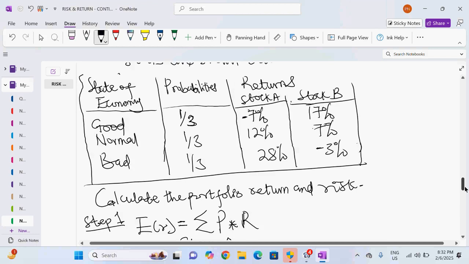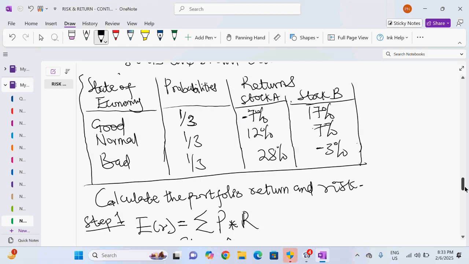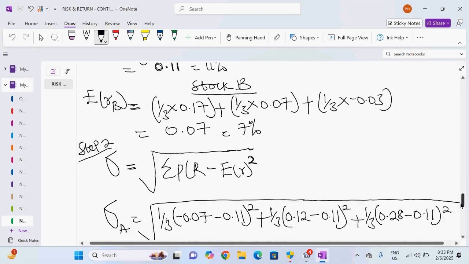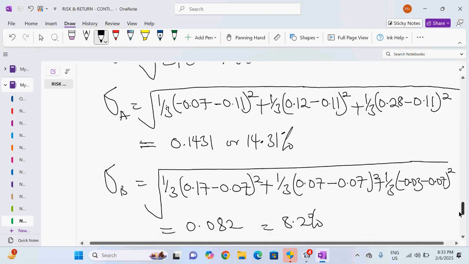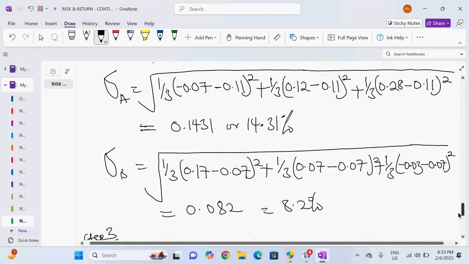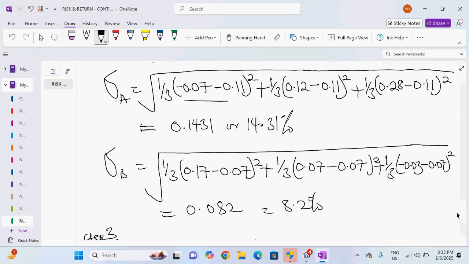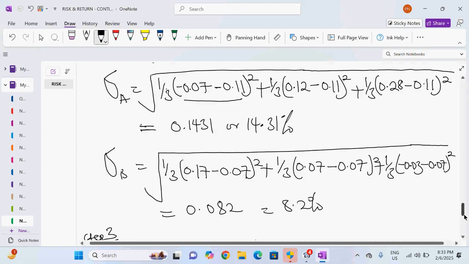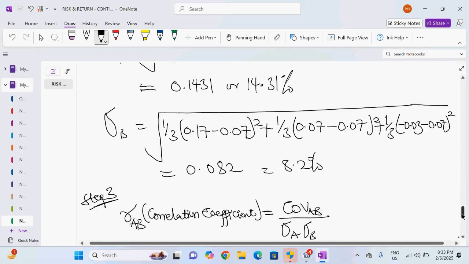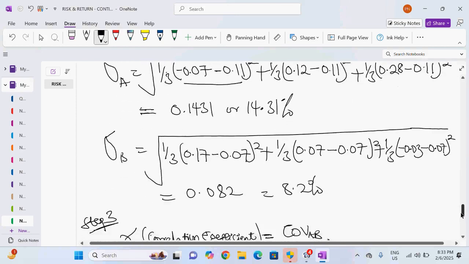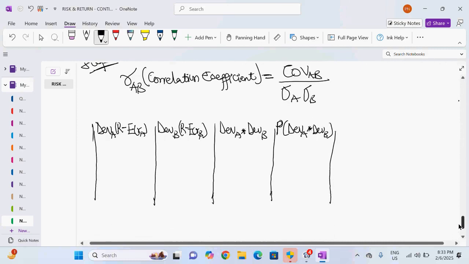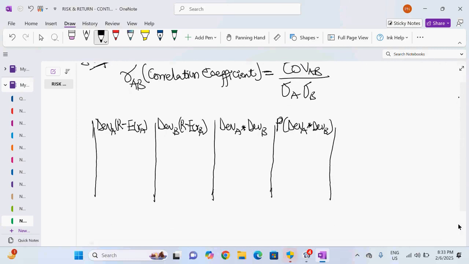You are doing for A. 7 minus what? I think in this table, it should be here, right? Isn't that this one? Yes, sir. Negative. Okay. Negative 0.07 minus 0.11. What do you have? Negative 0.18.